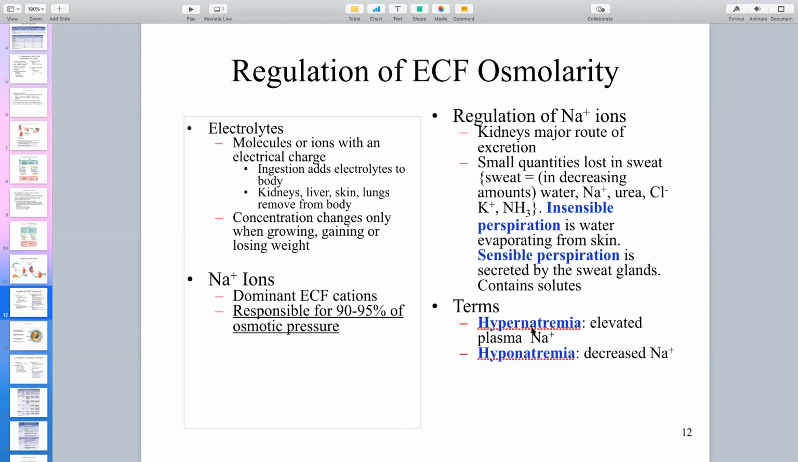Again, hypernatremia, you will hear that term. So important thing to know about this slide right here, right, that I would ask is this part right here, right? The one that I highlighted. Know what these terms are, right? Hypernatremia, elevated plasma sodium. Why? Well, Na, right? Hypo as in low. Anytime you hear the word hypo, think low, right? Hypotension, low blood pressure, right? Hyponatremia is low sodium. Again, Na.